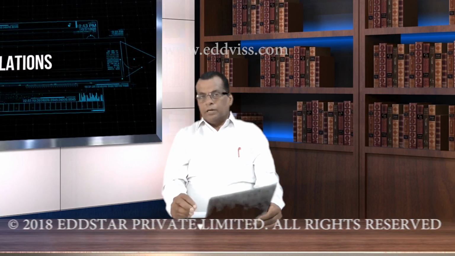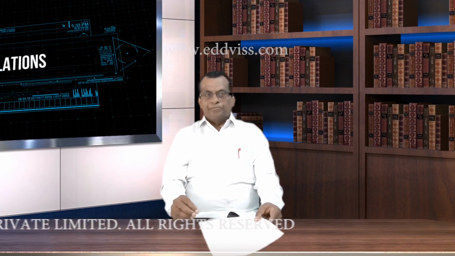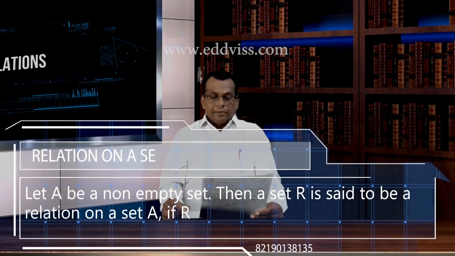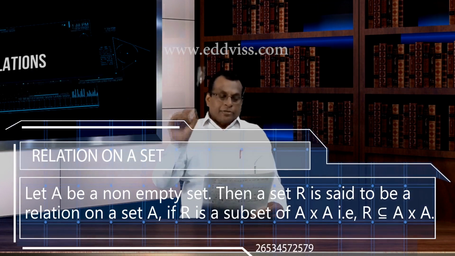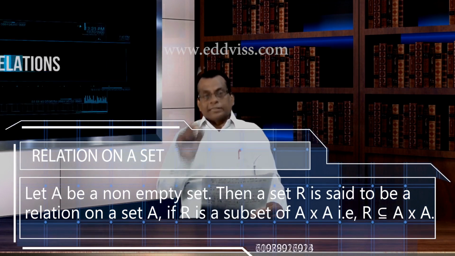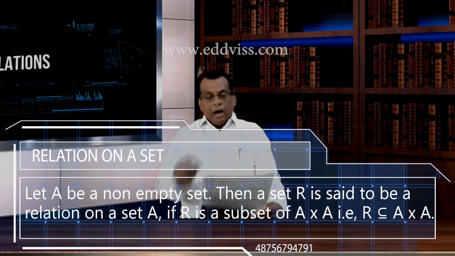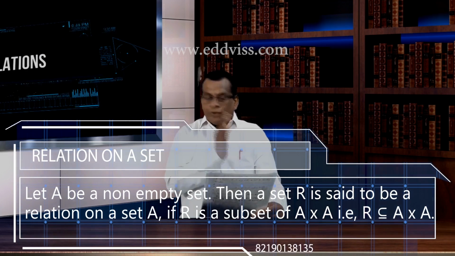हमने जो रिलेशंस एक्सप्लेन किया था, it is from a set A to set B, एक सेट A से सेट B की ओर था। अभी हम डिफाइन करने जा रहे हैं सेट A से सेट A में ही, मतलब set A to set A, that means from set A to itself. Now the definition is: let A be a non-empty set, then the set R is said to be a relation on a set A if R is a subset of A cross A.